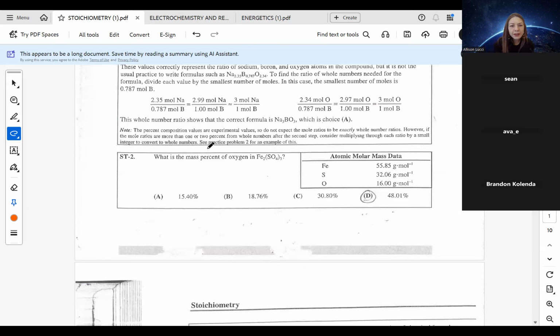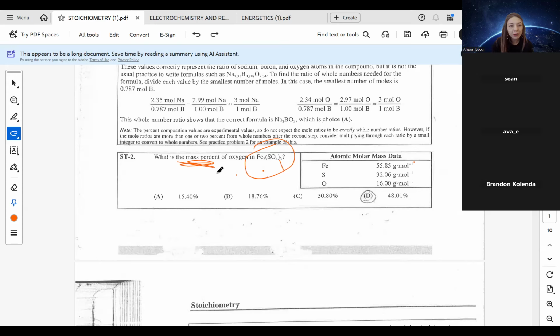We're to determine the mass percent of oxygen. Sorry, my stylus keeps going crazy. So the mass percent of oxygen in this iron sulfate. This is specifically iron 3, right? We know that because of the charge or the subscript next to the sulfate. So what do we have to do? We have to figure out the total mass of oxygen in our sample and then the molar mass overall of our compound. So let's do that.